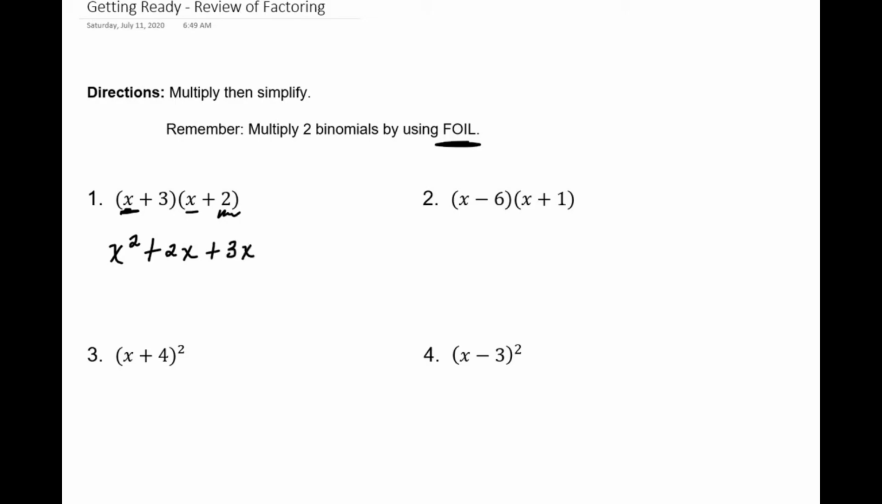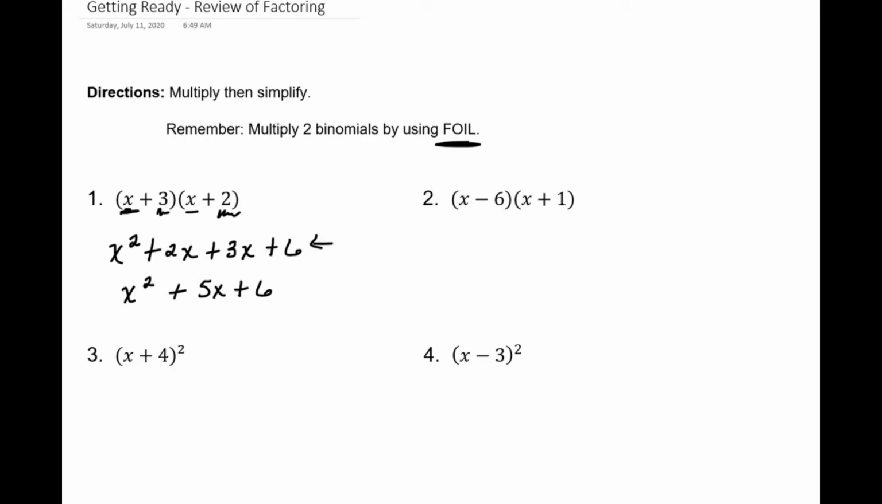And L stands for the last two terms in each set of parentheses. So 3 times 2 is 6. And then we can combine these middle two terms, x squared plus 5x plus 6. Now you probably can do that in your head without having to write down the second step, and that's fine.